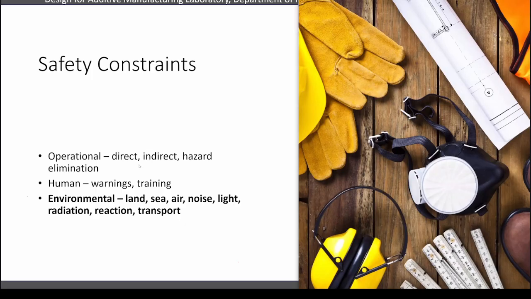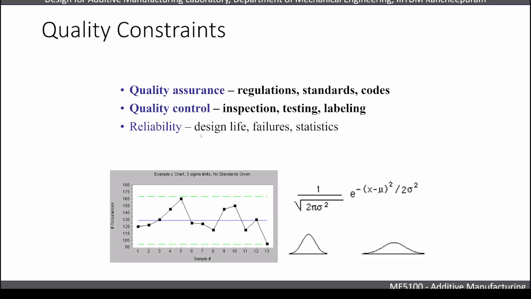Safety constraints are also there. Another important dimension of sustainability is industrial safety: safety to workers, injury and illness prevention to workers, which means direct hazard elimination, warnings and training, and environmental pollution reduction. Another thing is quality. We need good quality assurance, regulation and standards, because 3D printing is governed by a lot of standards, such as qualification standards, reliability, and things like that.